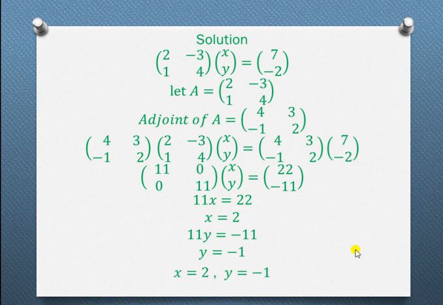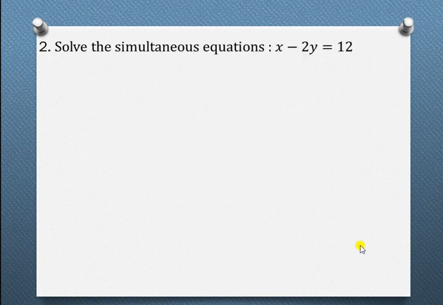We are going to look at example 2. Solve the simultaneous equations x minus 2y equals 12, y plus 3y equals 1.